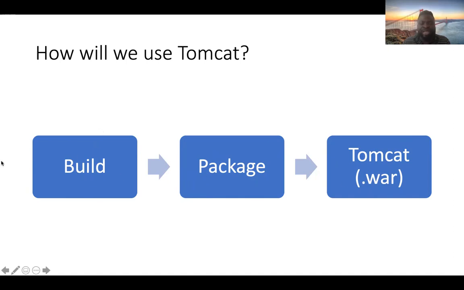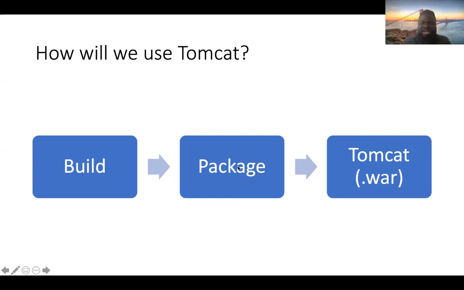So Jenkins will run all these stages. This is a very basic pipeline: build, package, then deploy to Tomcat. Basically, these are the three things we are doing. Today, we are going to integrate this Tomcat with Jenkins. First, we're going to install it on another EC2.